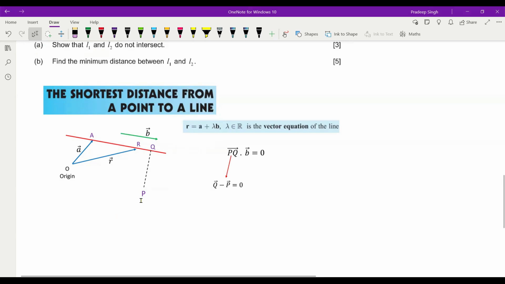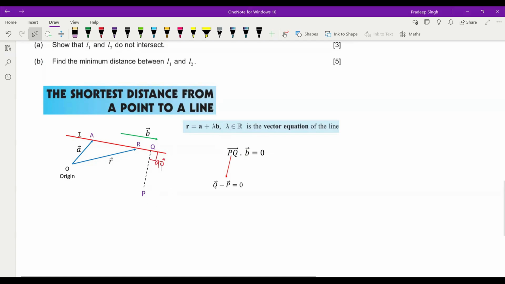Now, P is the point from which we are supposed to find the minimum distance. Since PQ is the minimum distance from the point to the line, we can say that this particular angle is 90 degrees. And in the chapter of vectors, remember, whenever we are dealing with 90 degrees, we can use the principle of dot product being equal to 0. But which two vectors do we take?